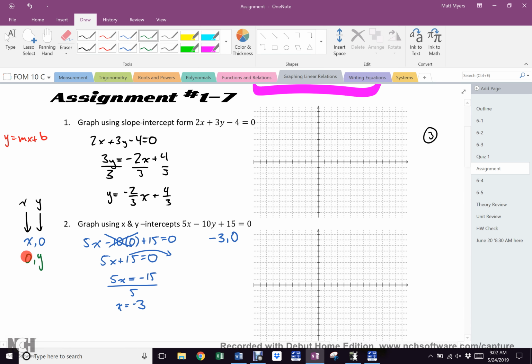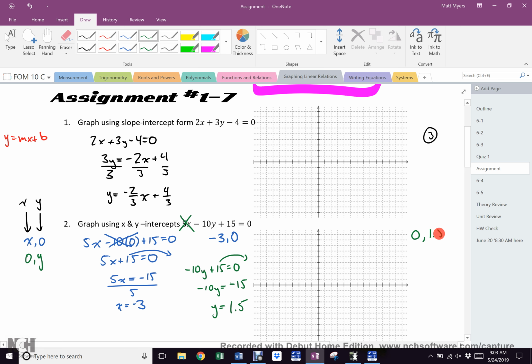The y-intercept. The x is now 0. Do I need to write 5 times 0? No. The x will drop out. Negative 10y plus 15 equals 0. Move the 15 over. Negative 10y equals negative 15. Y equals 15 divided by 10 is positive 1.5. Now, I've gotten another fraction, haven't I? So, y equals 1.5. So what is my y-intercept?